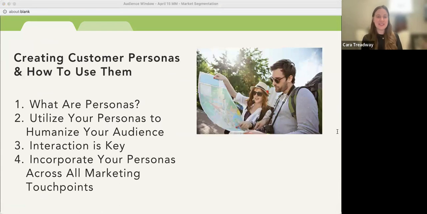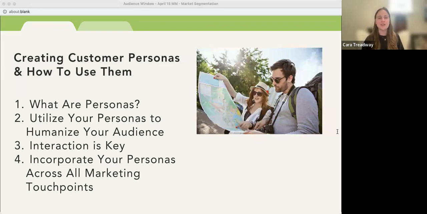Now let's touch really quickly on creating customer personas. I know that PJ has talked about this with us before, and hopefully he'll talk with us in the chat about it later because I think he's good at creating personas. But we're going to talk about how to use them effectively in your marketing strategy.